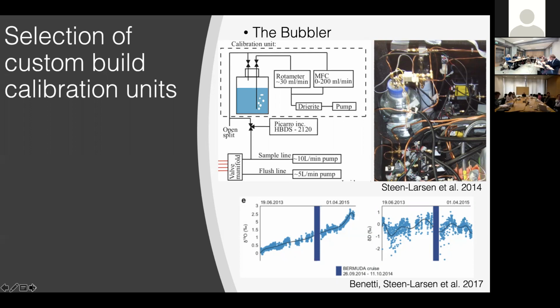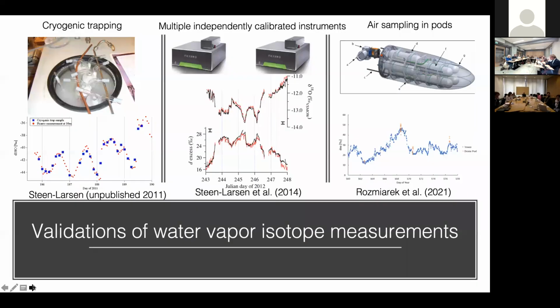But in fact, as you can see from the figures below from Benetti and my paper in 2017, you do have a very consistent calibration pulse. And that comes, of course, with some noise, but you can average your way out of that. But then we can make measurements with the calibration, but really how do we check, how do we validate our water vapor isotope measurements? And in general, I think there's three ways.